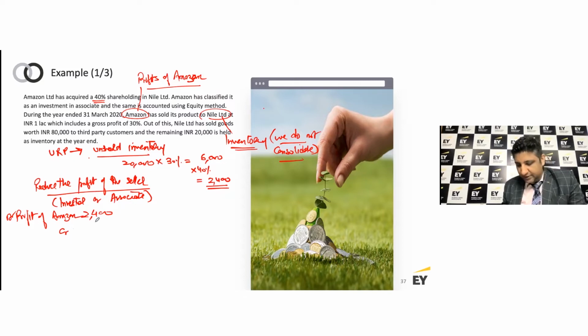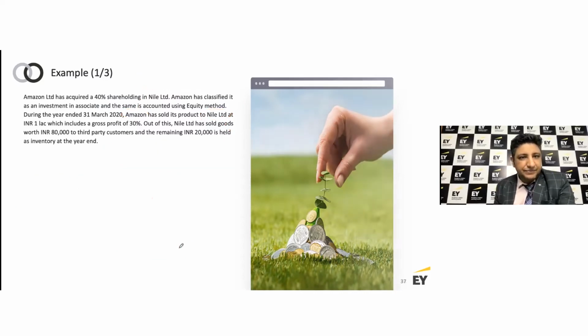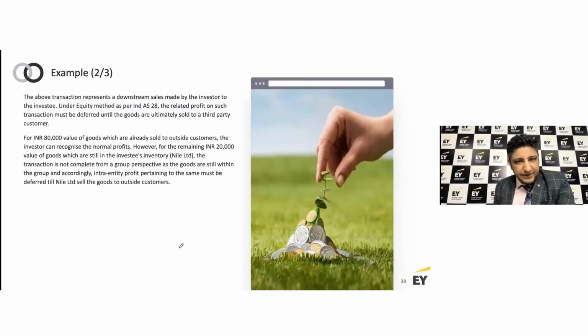So what would you reduce on the other hand? What is the second leg of this transaction? We say that it is the investment in Nile Limited. The moment it's a downstream transaction, the impact is on the investment, right? The moment it's a downstream transaction, the impact is taken through the investment in the associate. And that is how you address the requirement of the standard. Okay, this is something which is straightforward.